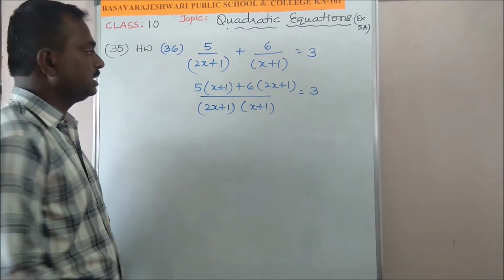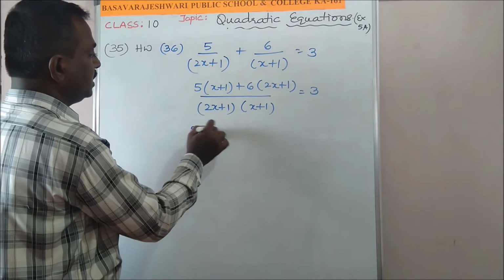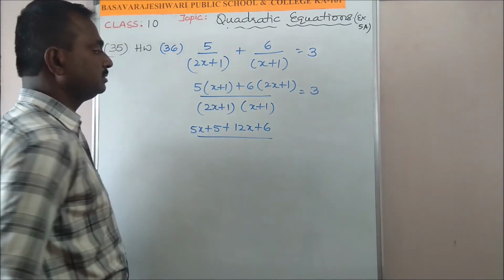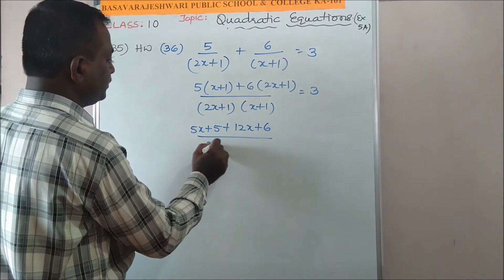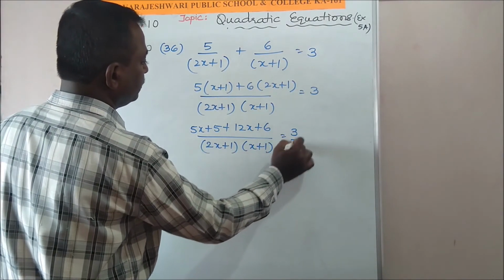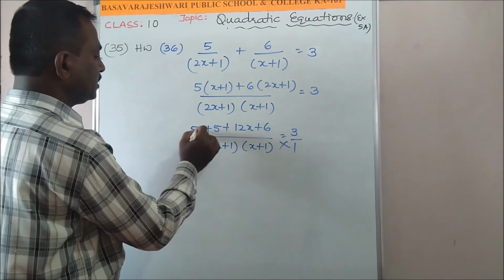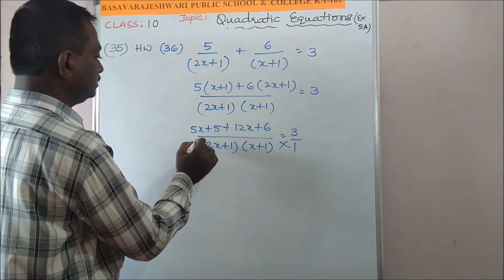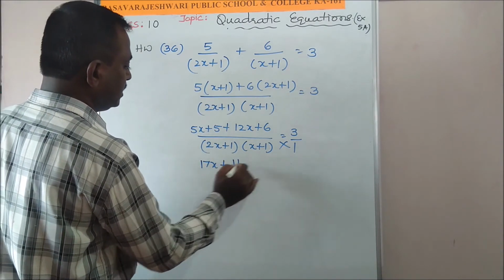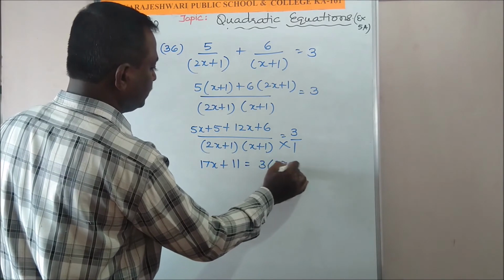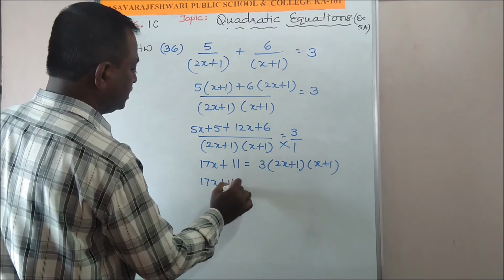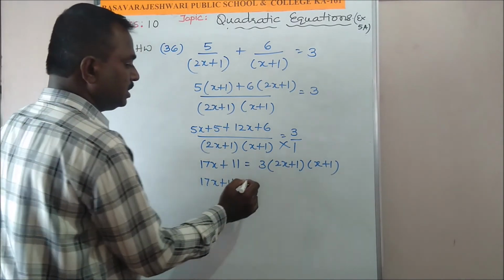Correct? Multiply. 5x plus 5 plus 6 into 2x, 12x plus 6, divided by (2x plus 1) into (x plus 1) is equal to 3. So this is 12 plus 5, 17x, plus 6 plus 5, 11, is equal to 3 into (2x plus 1)(x plus 1). So 17x plus 11 is equal to, so multiply this.